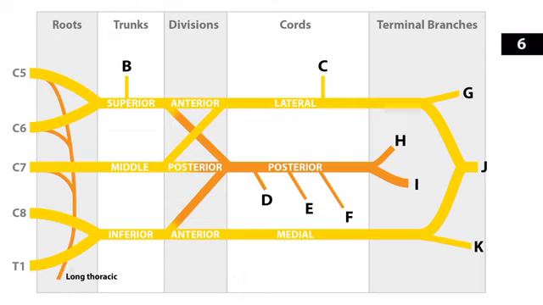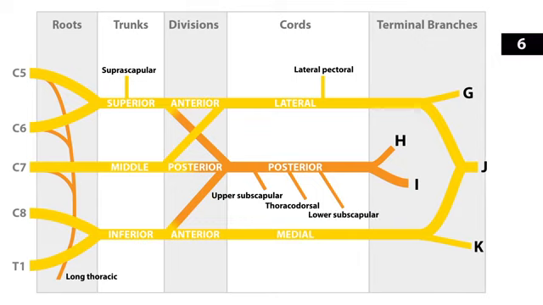All right, first question. We're going to do another big labeling here. This is a big part of this lecture here. So let's go through this again. Letter A, that's going to be the long thoracic nerve. Letter B is the suprascapular nerve. Letter C, coming off of the lateral cord, is the lateral pectoral nerve. Letter D is the upper subscapular nerve. Letter E is your thoracodorsal nerve. Letter F is the lower subscapular nerve. Letter G is your musculocutaneous nerve.